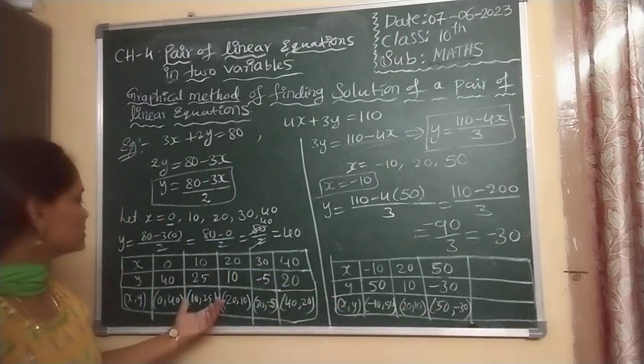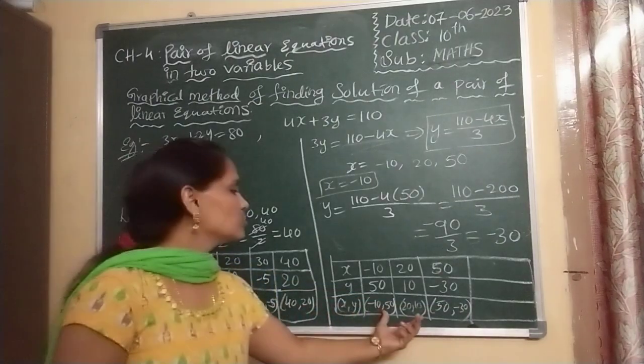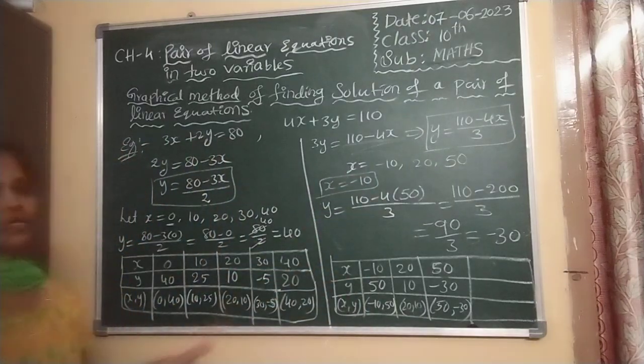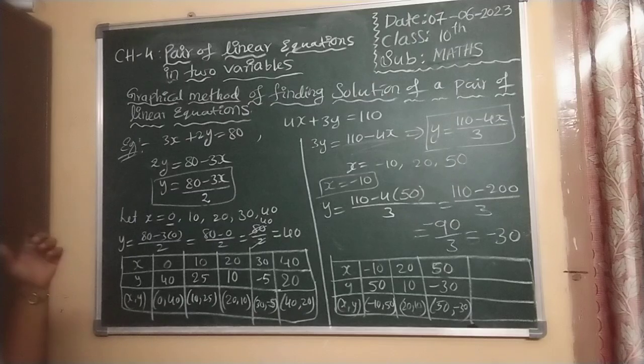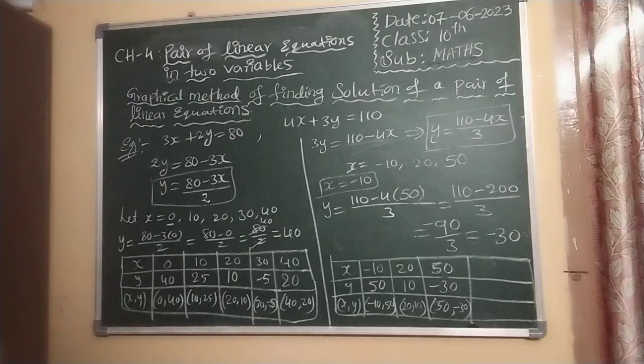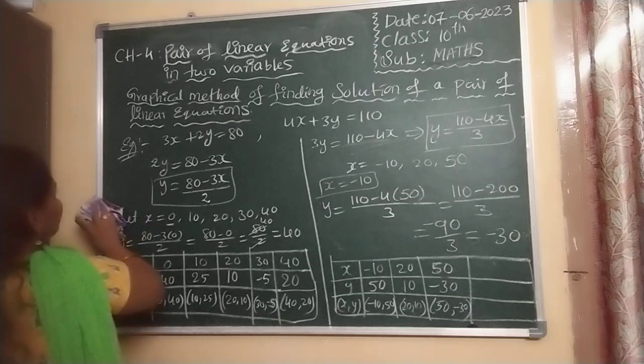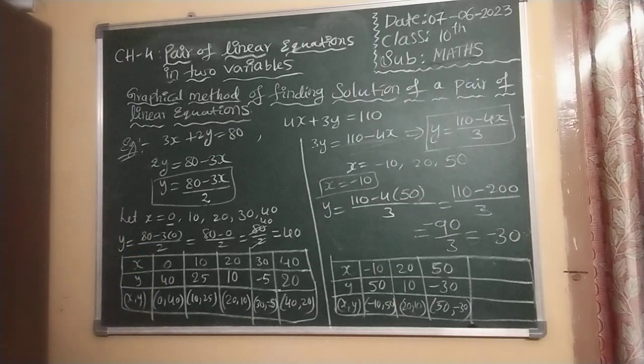Now we got these x, y values for this linear equation, and these also for the other linear equation. Now we should represent them on the graph. So how to represent? Let us see. Once I take the screenshot, I am going to erase.